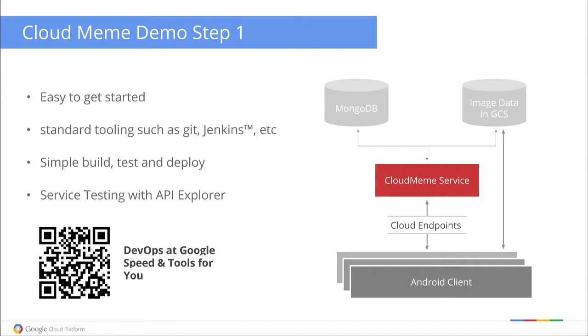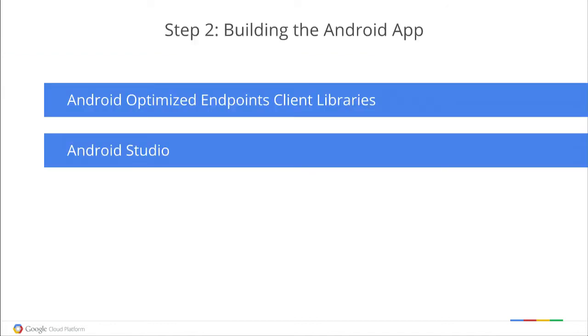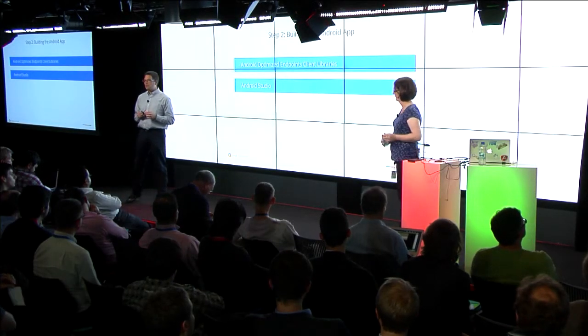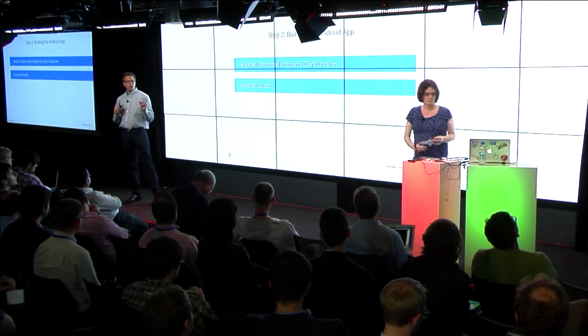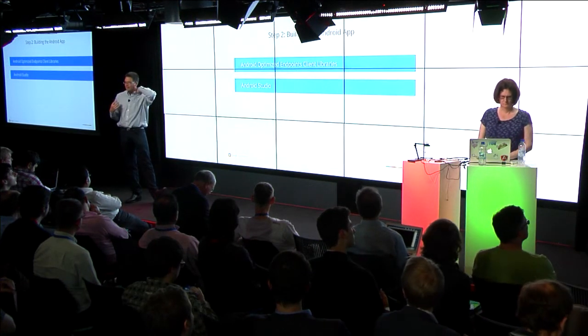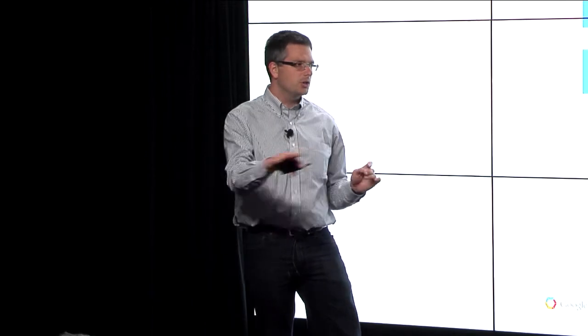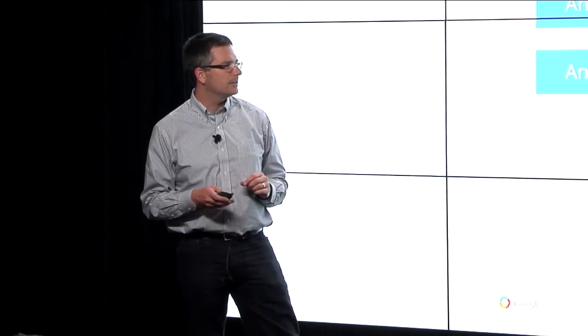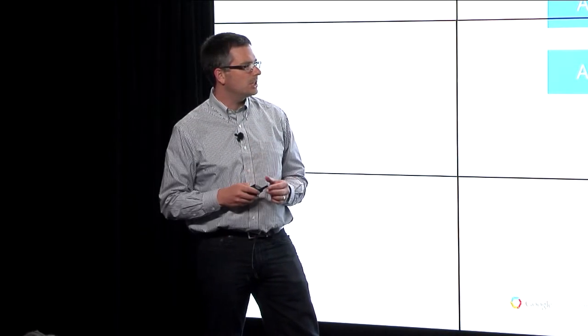It's recorded on YouTube. So the next step we need to talk about is building this client library, the Android app. So we want to build the Android optimized endpoints client library and consume that in Android Studio. And as you recall, this is a little bit different from what Lawrence did because we wrote this actually in Python on the server, and I think that just underscores the point that we're abstracting away what's happening on the server from what's happening on the client. So we're going to switch back to the demo machine.